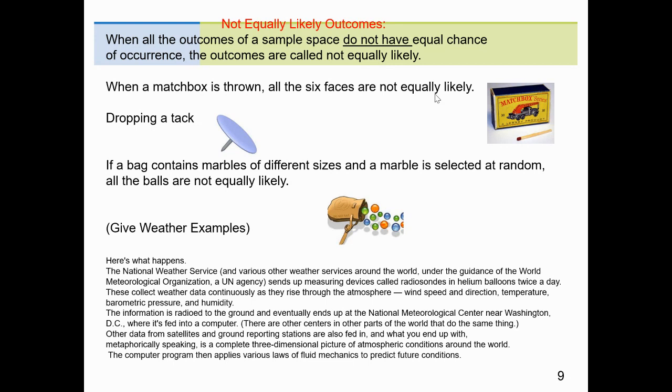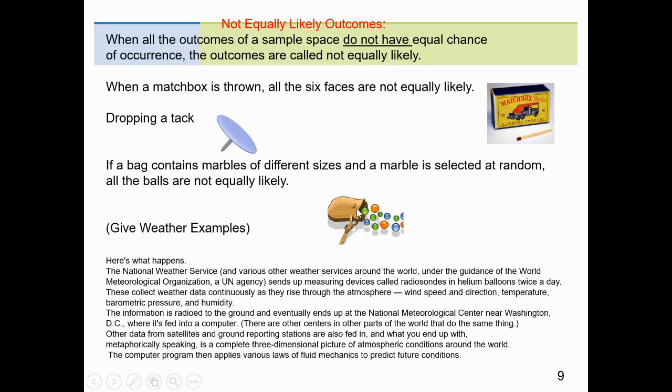Things that are not equally likely. Well, if I were to drop this box of matches, chances are it would land on the larger edge as opposed to landing on one of the small edges. Dropping a tack on a floor, chances are it's going to land this way as opposed to landing with this larger surface on the bottom.